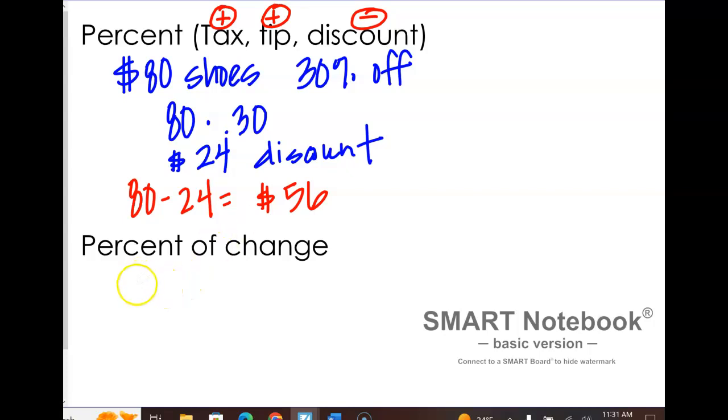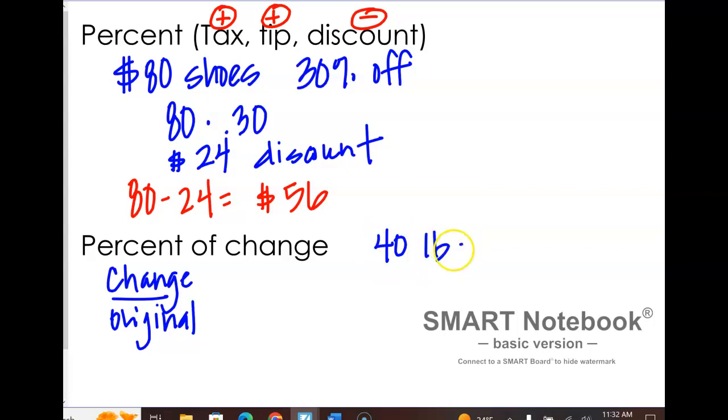So remember, we said the thing to do here is to take the amount of change and divide it by the original. So for example, my dog Buster, he gains a little weight in the winter because he doesn't get as much exercise. So he typically weighs about 40 pounds, but come winter, he gains a little bit of weight and he weighs more like 45 pounds.